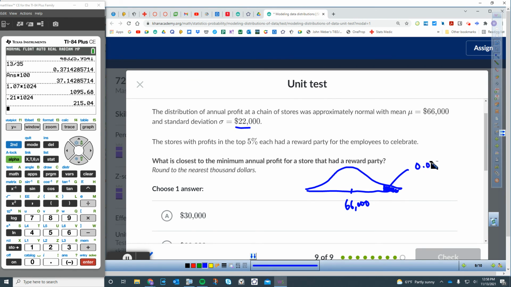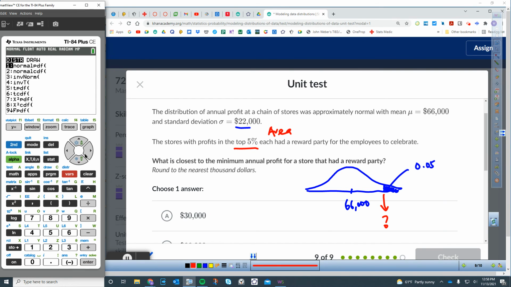Now 5% is 0.05, isn't it? You change it to decimal, which is 0.05. And then it's top 5%. Now they want us to find that value, that particular value. We don't know what that value is, but we can find out. So if you're given area, right? If you're given area and you want to find back the value, you need to go to second vars.